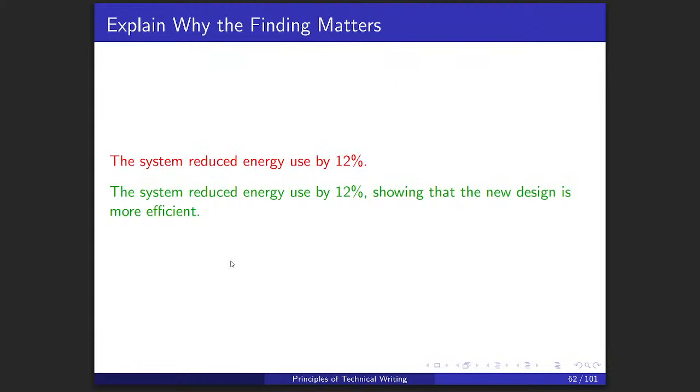Explain why the finding matters. If you see here, the system reduced energy by 12%. Instead of that, you mention it very clearly: the system reduced energy use by 12%, but how? Showing that the new design is more efficient. This is how you need to highlight your findings in a paper.